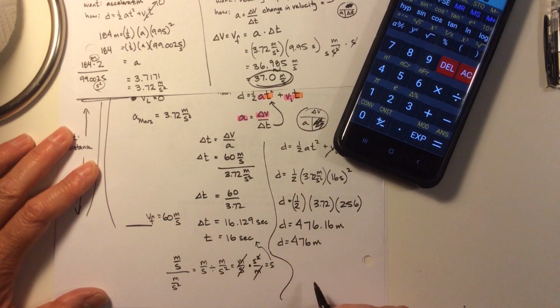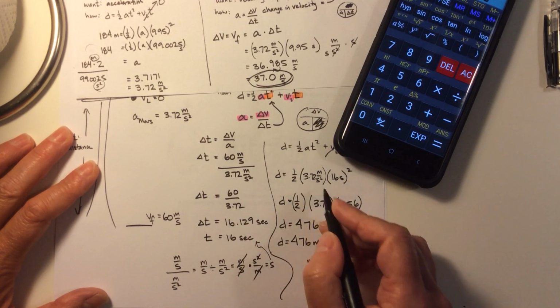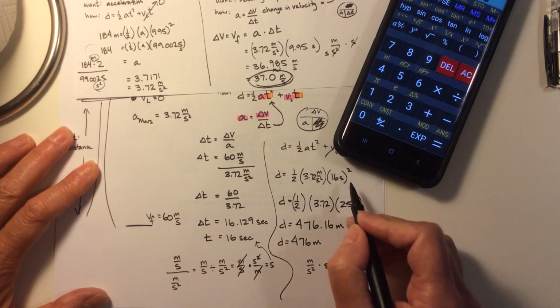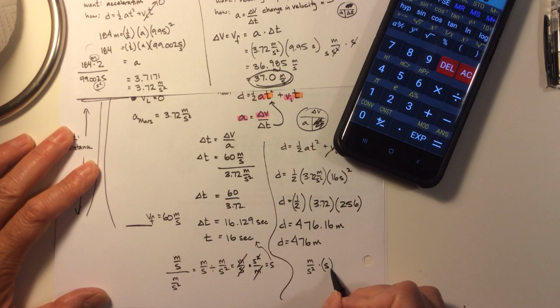Let's take a look at this one. My units are meters per second squared times seconds squared, and these cancel out, and I end up with meters.